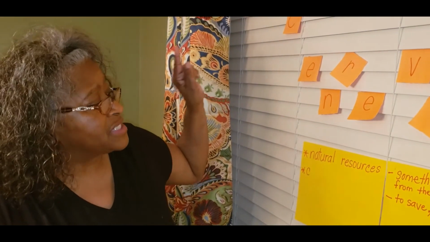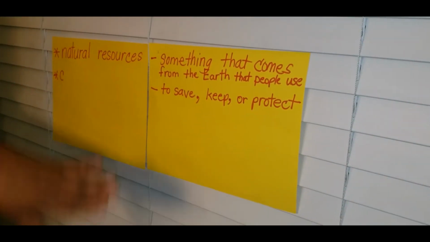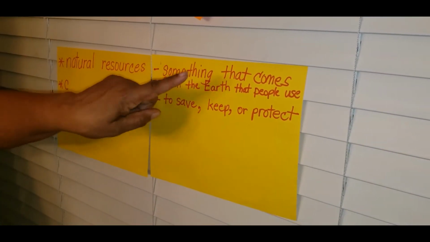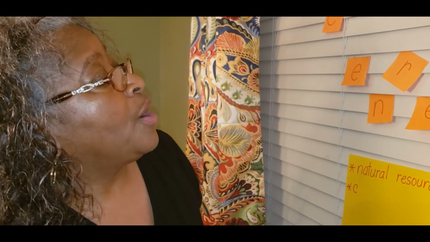And girls, we're coming to the end of our lesson, and so I really want to know if you've been listening throughout today's lesson to figure out the C word that means to save, keep, or protect our natural resources, which are things that come from the earth that people use. So now I'm going to reveal the word. I'm going to put the letters in order. I hope you've written it down to check yourself to see if you spelled the word correctly and you know what the word is. Here we go.